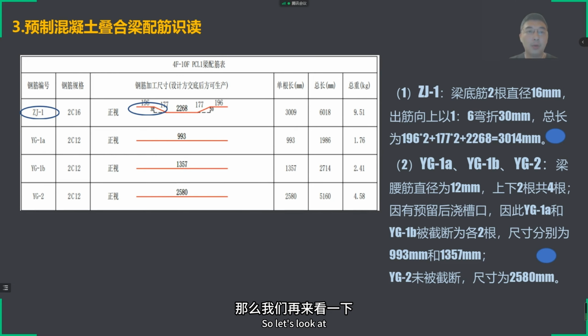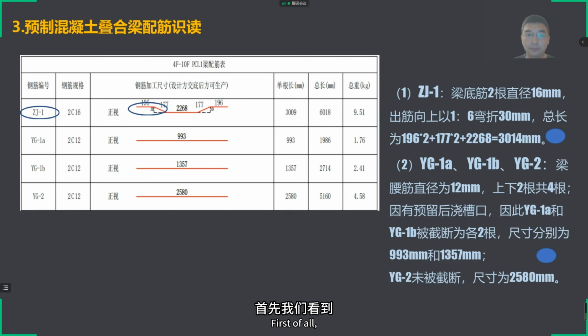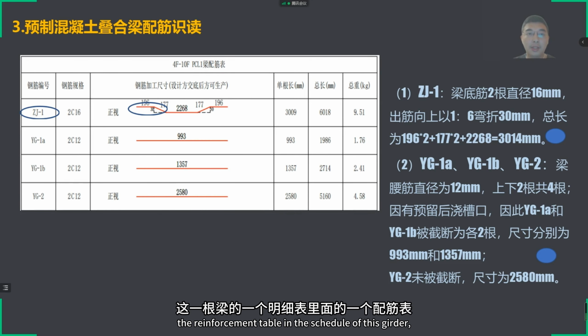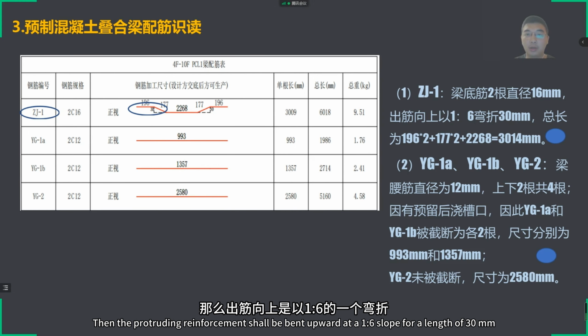So let's look at the reading of the reinforcement of the prefabricated concrete composite girder. First of all, the reinforcement table in the schedule of this girder. CJ1 is the bottom reinforcement of the girder. Through the schedule, we can know that the girder reinforcements are 2. The diameter is 16 millimeters. Then the protruding reinforcement shall be bent upward at a 1:6 slope for a length of 30 millimeters.